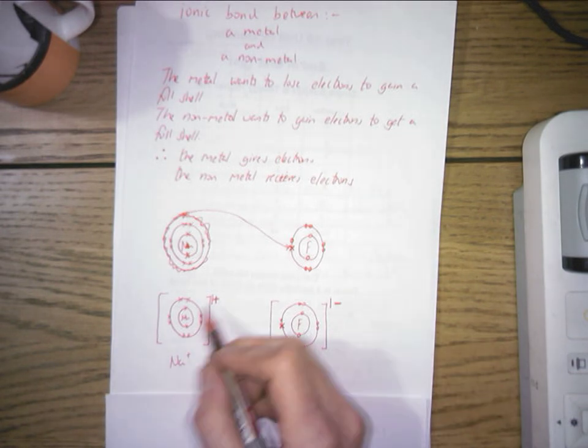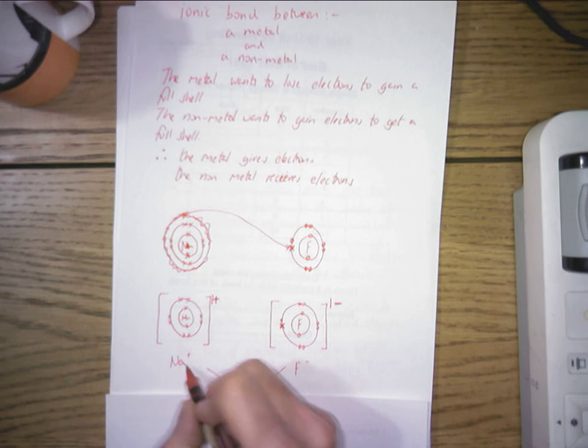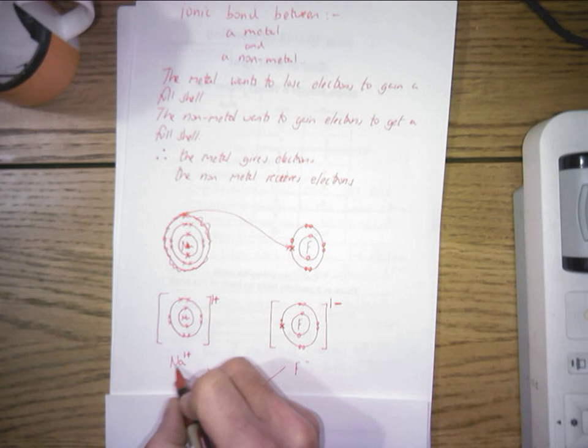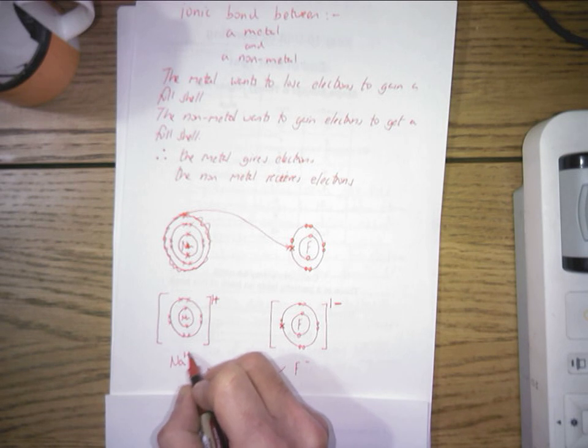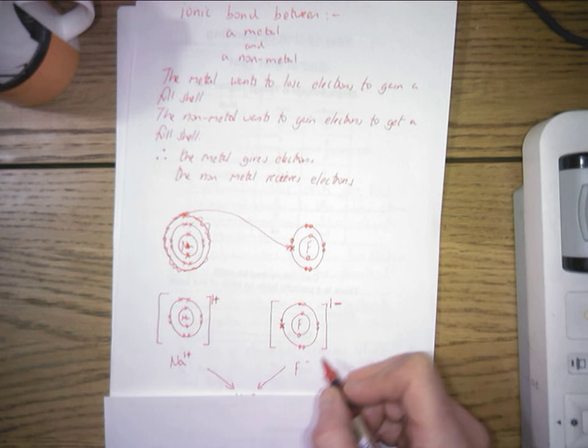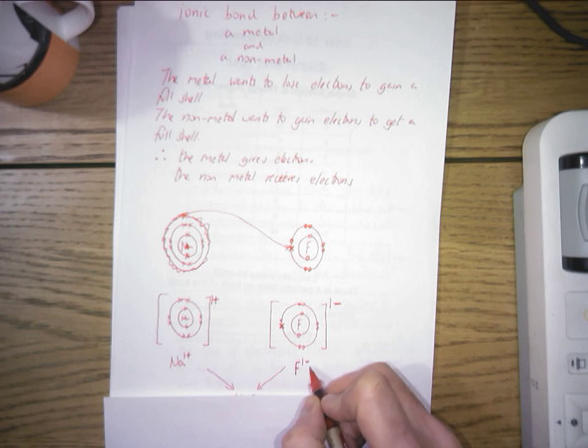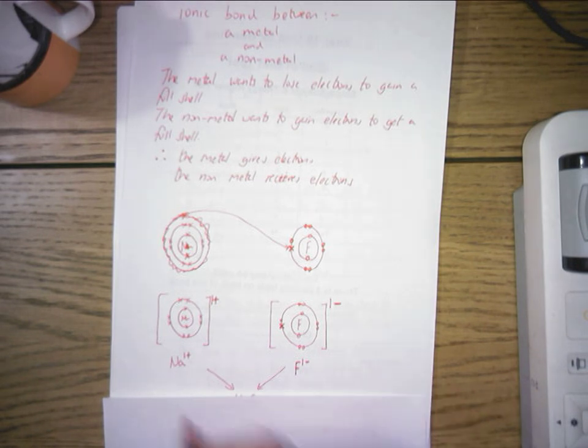There's an easier way of writing this, of course. I can write Na plus, that's the way of writing the ion, the charge. Na is the chemical symbol, 1 plus shows it's not an atom anymore, it's a positive 1 plus ion. And I can write the fluorine ion like that, F for fluorine, but 1 minus shows it's no longer an atom but an ion because it's gained an electron. Sodium has lost 1 electron, fluorine has gained 1 electron.